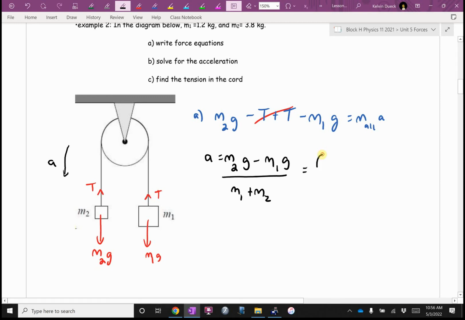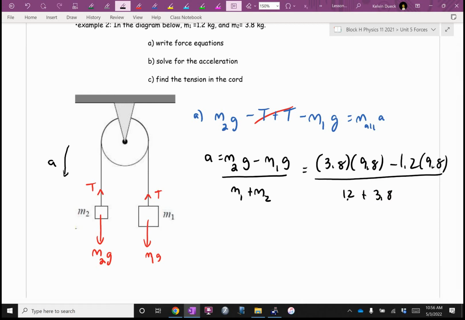Josh, what's M2? G, 9.8. Not negative. We took care of that with our winner minus loser stick. Minus 1.2 times 9.8 all over 1.2 plus 3.8. Do that one in your head, Mr. Divick. Maybe. Yeah, I can factor out a 9.8, 3.8, 2.8, 2.6 times 9. No, I'm going to give up.